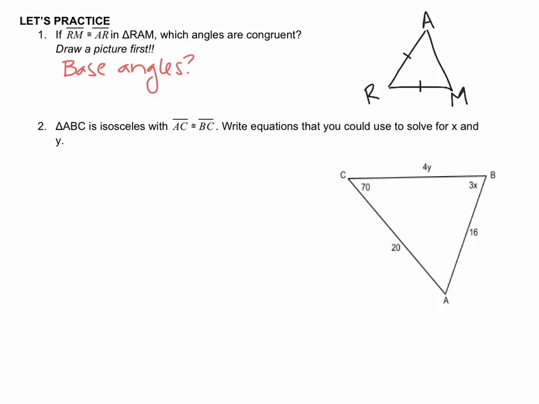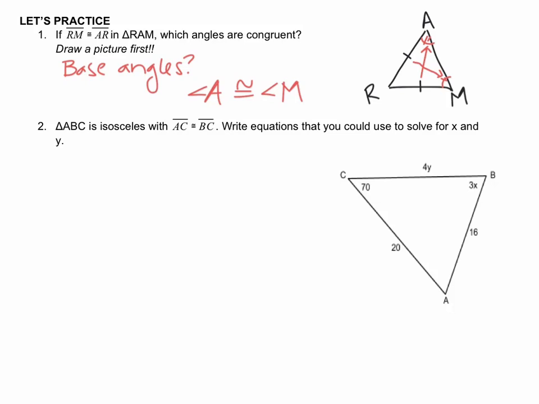Well, my base angles are the ones that touch the base of my triangle, or they're the ones that are opposite from the legs, or opposite from my congruent sides. So if I look opposite from each of my congruent sides, I can see that my angle A and my angle M are going to be my base angles. Okay? So if angle A and angle M are my base angles, those are the ones that are congruent. So I can write angle A is congruent to angle M because I knew that those were my base angles.